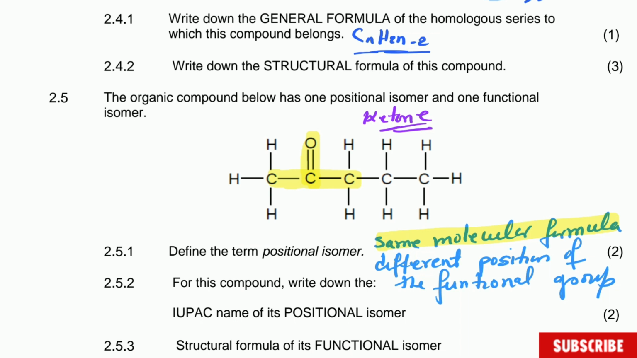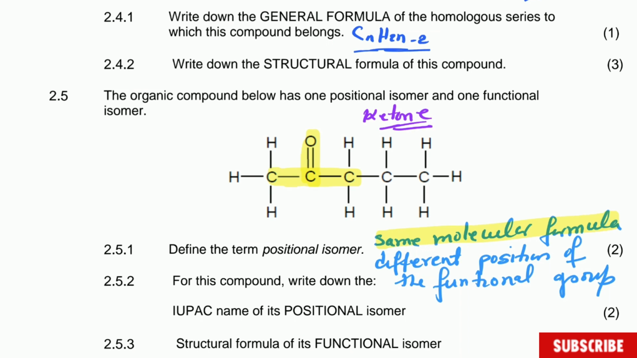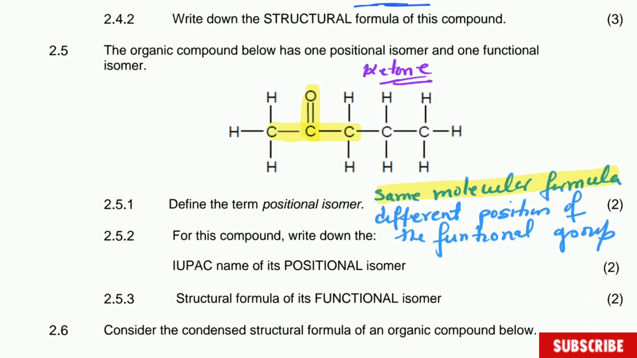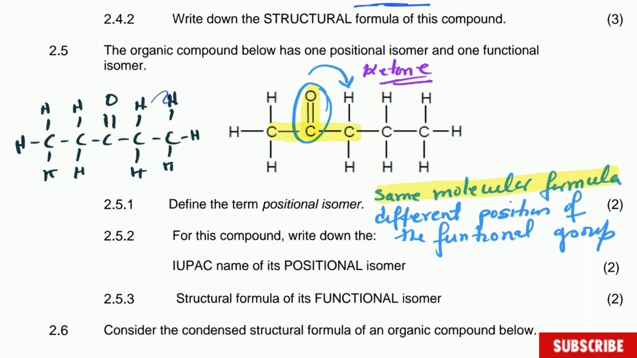Question 2.5.2. For this compound, write down the IUPAC name of its positional isomer. Now, the positional isomer, guys, will be when the functional group changes position. So this part here will change places and will move there. That is all that is going to happen for the positional isomer. So in other words, this is how the positional isomer is going to look. Okay, you can see on this side that the place of the functional group changed.